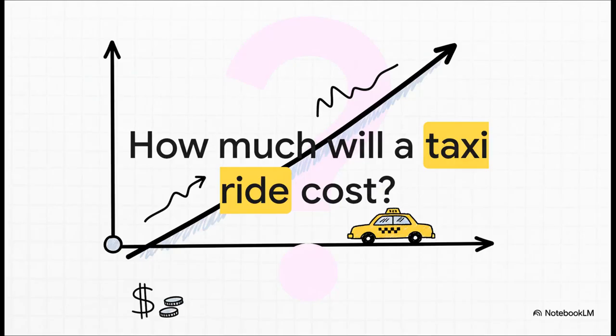Okay, so let's jump right in with something we've all wondered about. You hop in a taxi, you see that meter start ticking up, but what's really going on there? What's the secret rule deciding what you're going to pay? Well, guess what? It's not some big mystery. It's a perfect real world example of a straight line story.